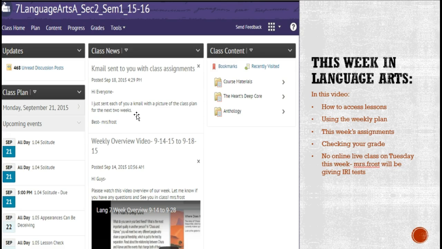In addition to accessing our lessons through the class plan, if you know the number, like in this case 1.04 Solitude, you can also go to the Heart Steep Core Unit and open the lesson through there by looking at 1.04 Solitude under class content. You can get back to class content also from the tab at the top. So there's many different ways to get around in our class. What I'd like you to try this week is checking out the plan through the tab and through the left-hand side widget.